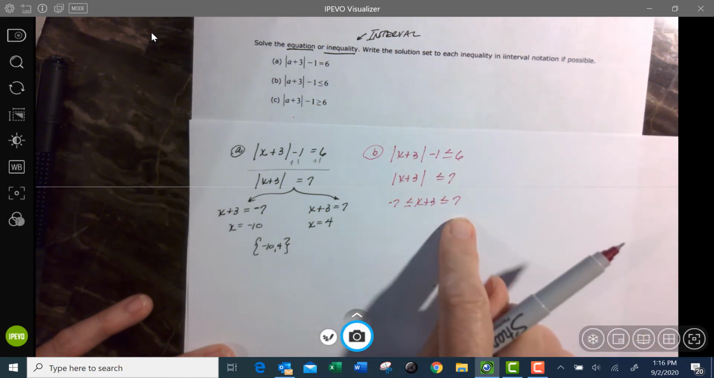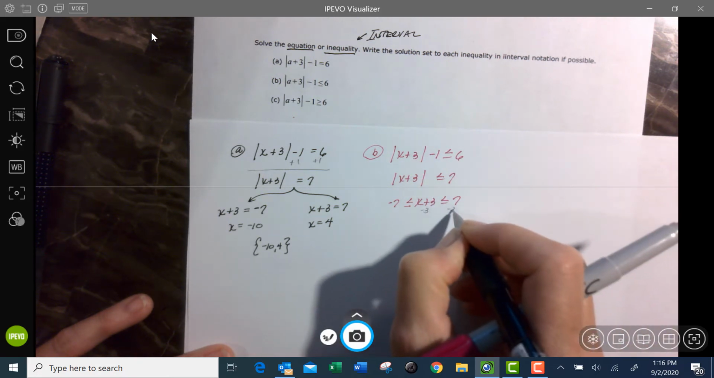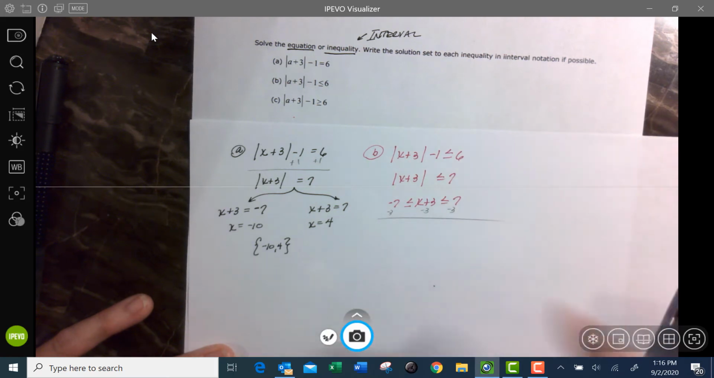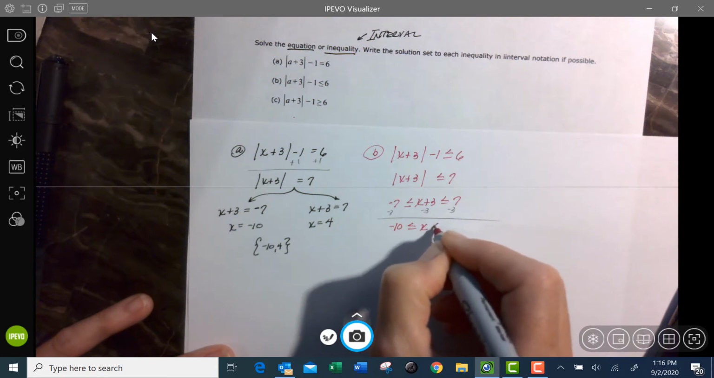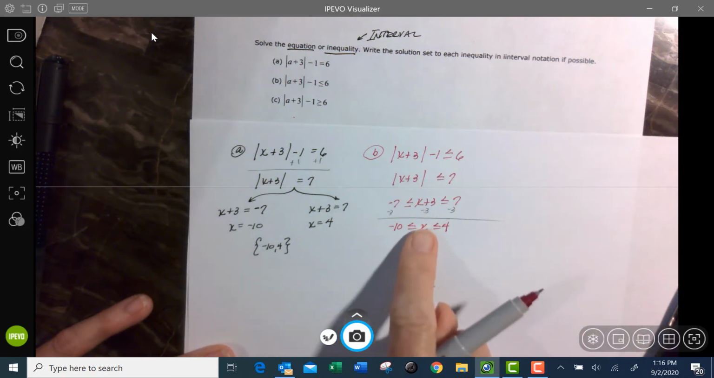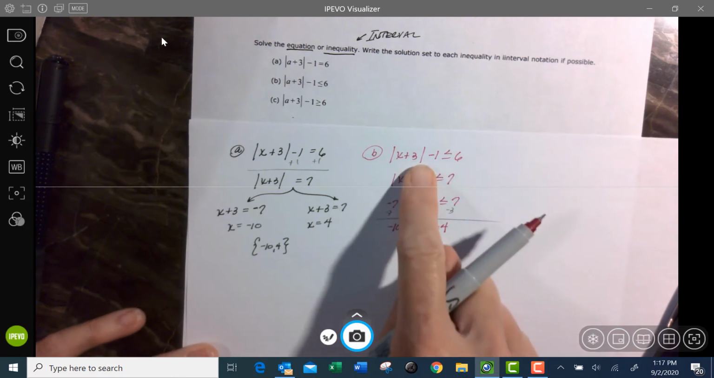So now we just have a compound inequality, or sometimes this is referred to as a string inequality, and I'm going to subtract 3 in all regions and get -10 less than or equal to x less than or equal to 4. So this is the solution written as an inequality. Actually, it's numerous solutions. Any number between -10 and 4, including those -10 and 4 numbers, will be a solution to this original absolute value inequality.